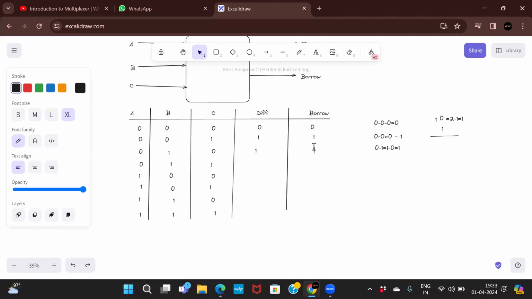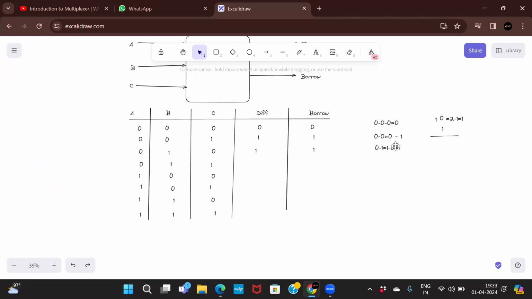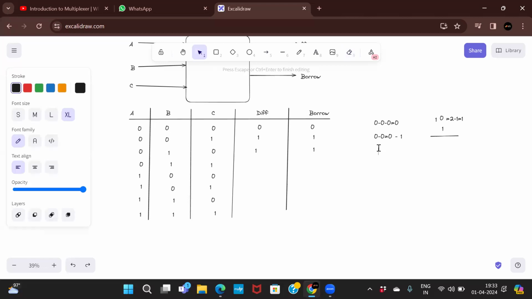Borrow is 1. Okay, 0 minus 1. Sorry, I'll do it again. Just focus. 0 minus 1. Are we eligible to do it? No. So just write it as 0, 1.